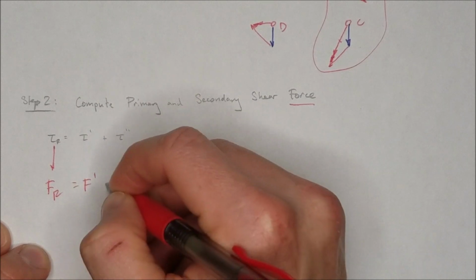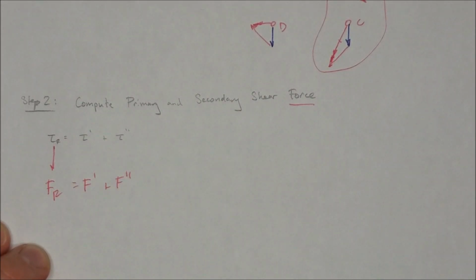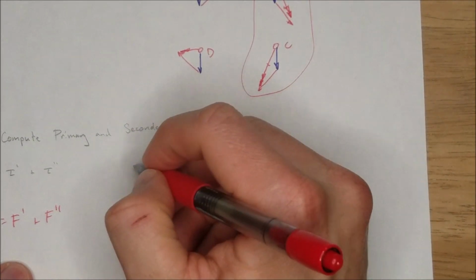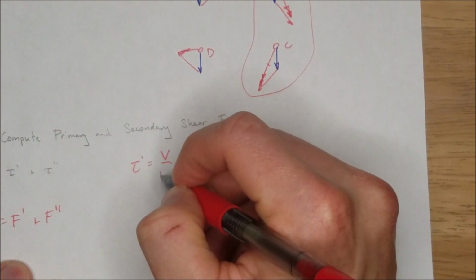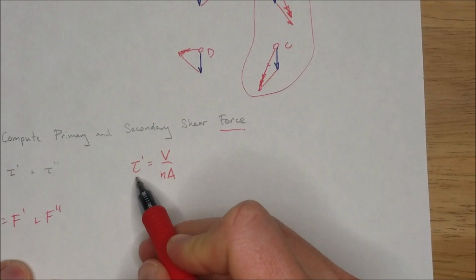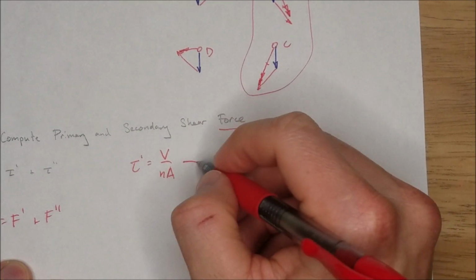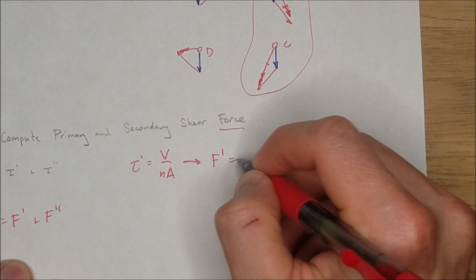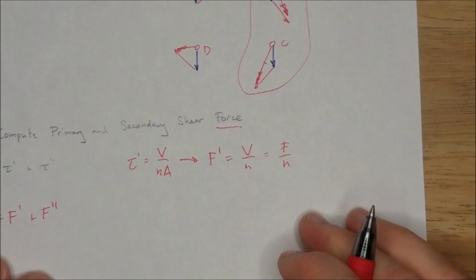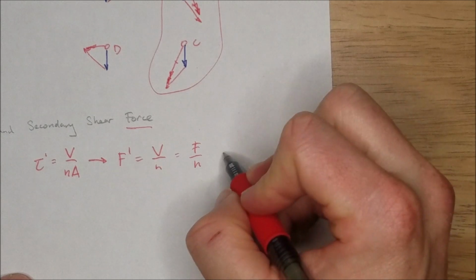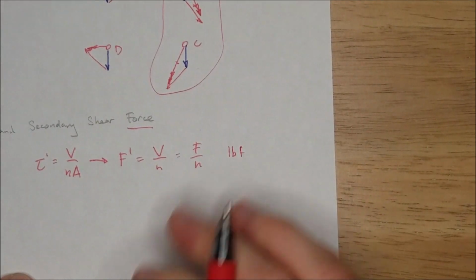Resultant force is equal to F prime plus F double prime. Let's go through each one of these by themselves. We've already covered primary shear stress is V over NA. This becomes primary shear force is equal to V over N, or F over N, if you prefer. And our units here are going to be pounds force.